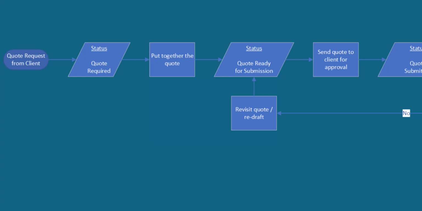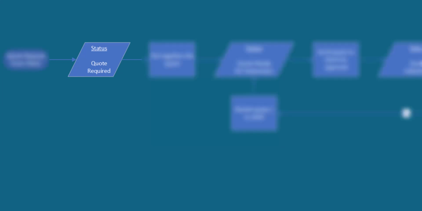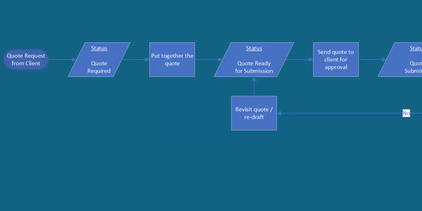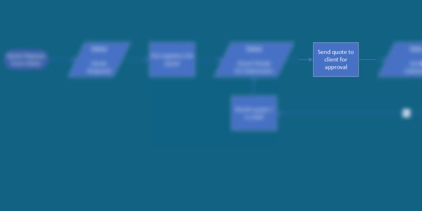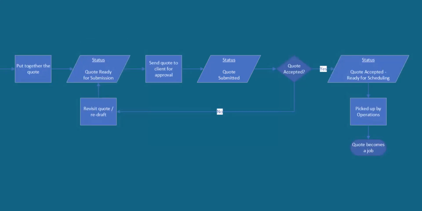Once you've put that in the system, you'd edit that status to quote required. You put together your quote, then you could potentially move it to a status of quote ready for submission. Then you can send it to the client, and once it's gone to the client, put it to a status of quote submitted. Then, of course, you're waiting for your client to accept or reject the quote.